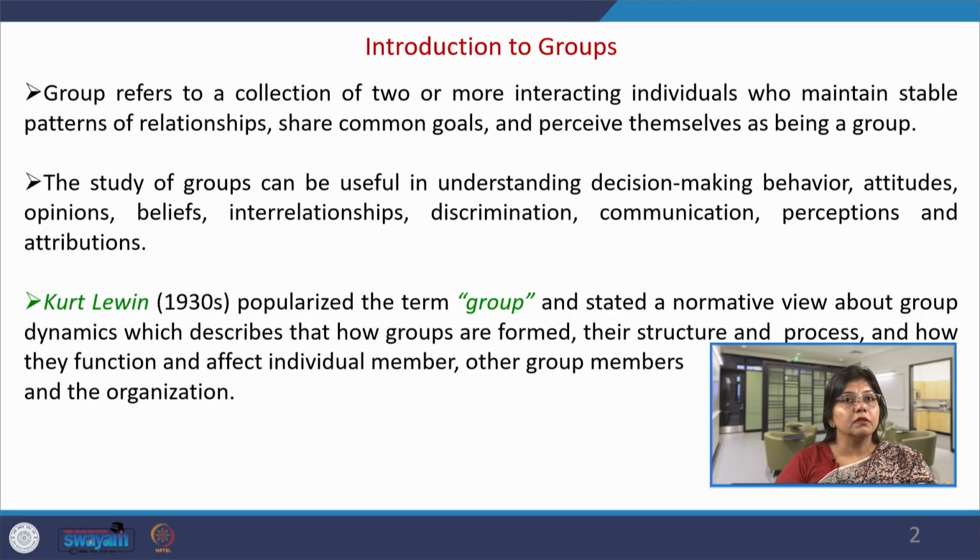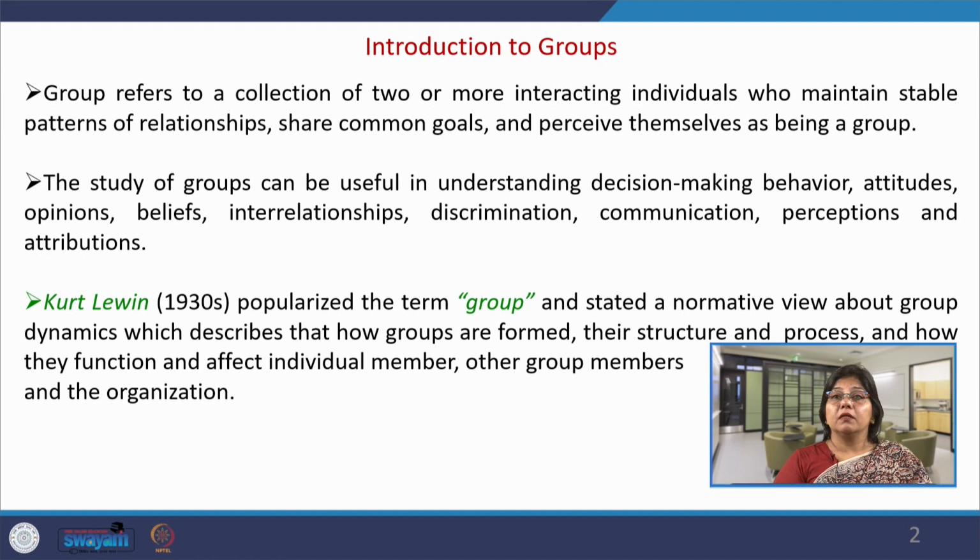A group refers to a collection of two or more interacting individuals who maintain stable patterns of relationship, share common goals and perceive themselves as being a group. Being an individual is a different thing, but when we are in a group, we will never say I, it is always about we. Two or more people will perceive themselves as we, as a group.